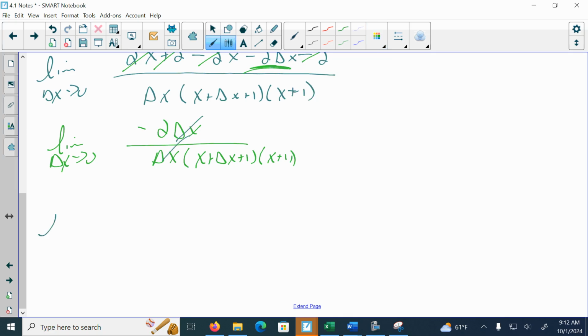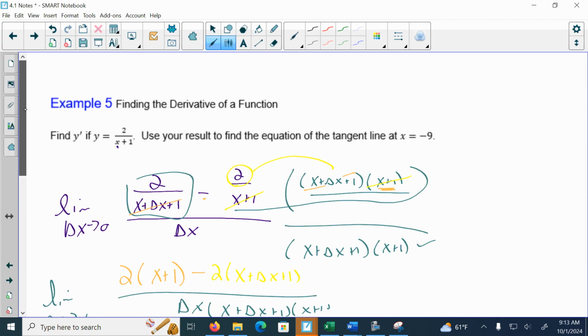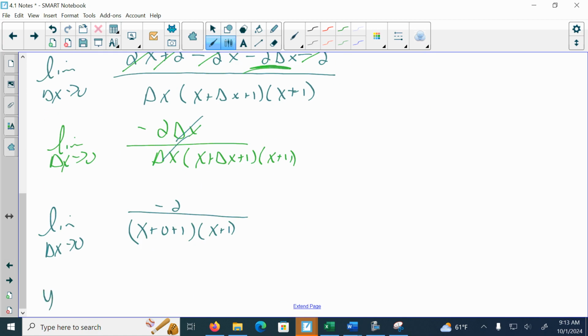So now, once I get rid of that delta x in the denominator, and by that I mean the one that's a singleton, the one that I'm multiplying by, the one that's going to make the whole denominator equal to 0, I'm going to have x plus 0 plus 1 times x plus 1. The notation up here was y prime. So y prime is going to equal negative 2 over x plus 1 times x plus 1. So I'm going to write x plus 1 squared.